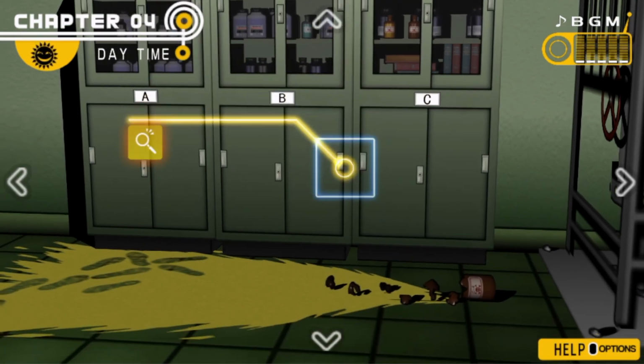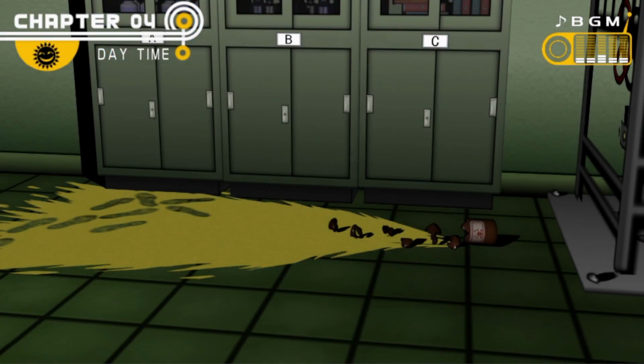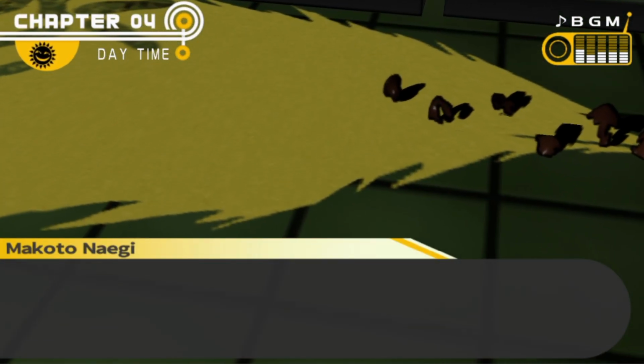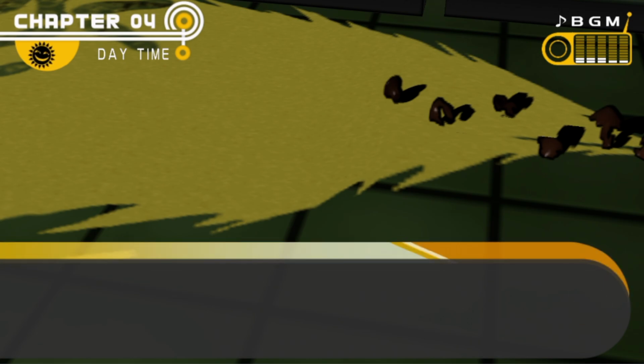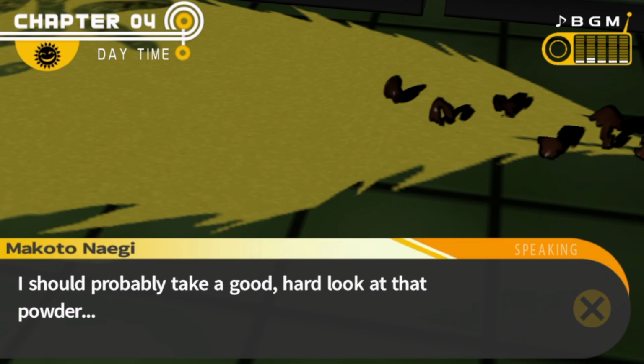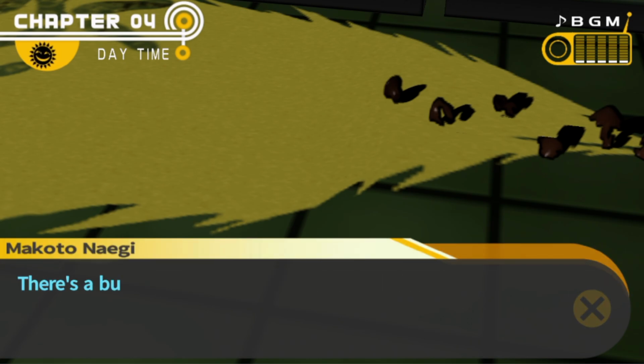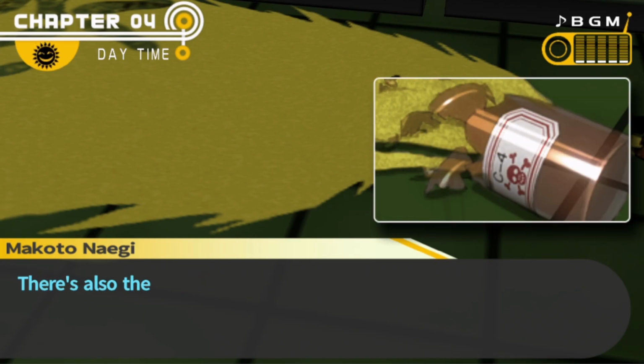First I have to check out this. Okay, so there's clearly something else. Oh, there's something in the middle. Okay, there's a bunch of yellow powder scattered on the floor. I better not leave a footprint. I should probably take a good hard look at that powder.